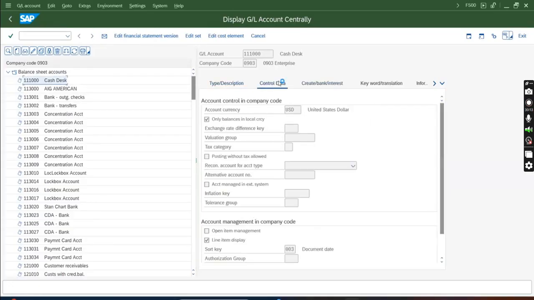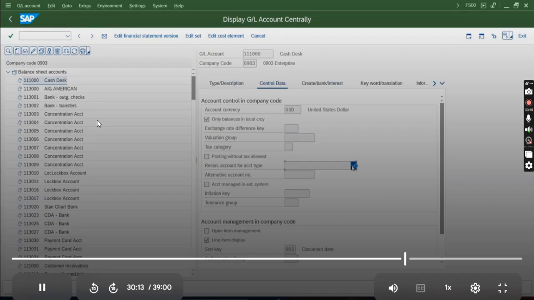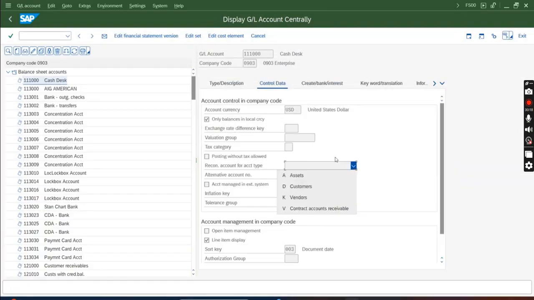But in the control data, you'll see reconciliation account. So if I put ADKV, that means it will become a reconciliation account. Yesterday I was explaining the concept of reconciliation account. If I want to see the total balance, how much I need to collect from customers, I'll run that account. So if an account has A, that means if I run the GL account report of that particular account, it will tell me how much worth of asset I have.